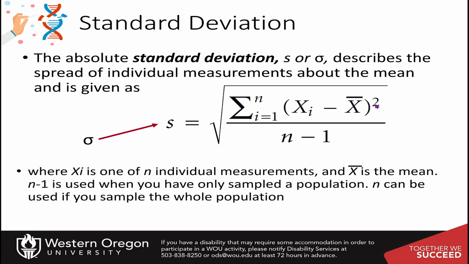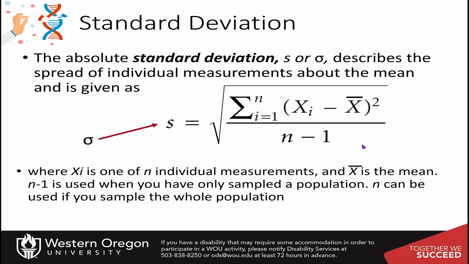This summation is then going to be divided by the total number of samples that you have minus 1, unless you've sampled the entire population. If you've sampled the entire population, you can just use n. But if you've only taken a subset of the population, you want to use n minus 1 in your standard deviation calculation. And then once you've done the math in here, you're going to get rid of that squared value that you had up here by taking the square root.